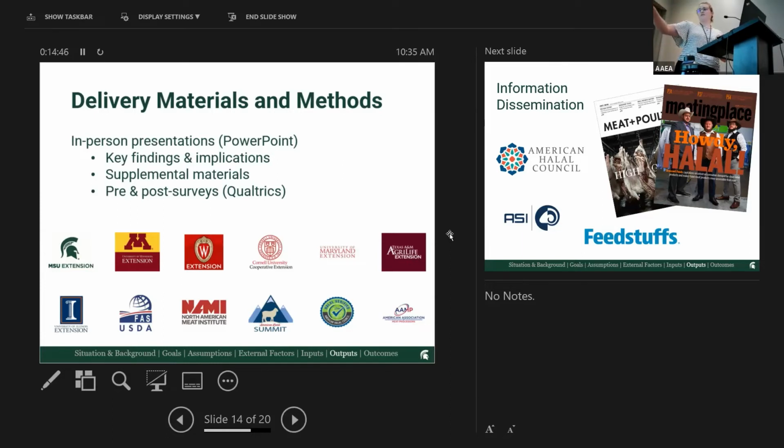And then the remaining 5 at the bottom are more national scope. And those are programs that have either already expressed interest in the outcomes of this project and would like to learn more, or I feel would just be a good fit for this information.